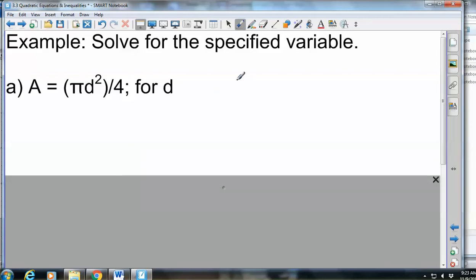I want to solve this for d. If you can't tell by the way it's typed, this is pi d squared over 4. If you wanted to get the d by itself, first of all, I have multiple variables in here, so am I going to get just a number answer? No, you're just going to get an expression that still has variables in it. So we're just manipulating this equation. What would be your first step?